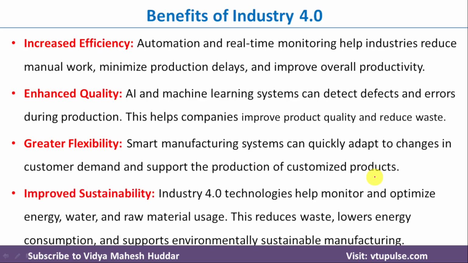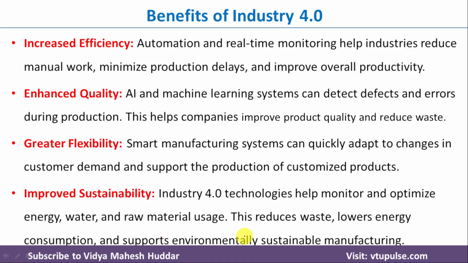Next one is improved sustainability. Industry 4.0 technologies help monitor and optimize energy, water, and raw material usage. This reduces waste, lowers energy consumption and supports environmentally sustainable manufacturing.